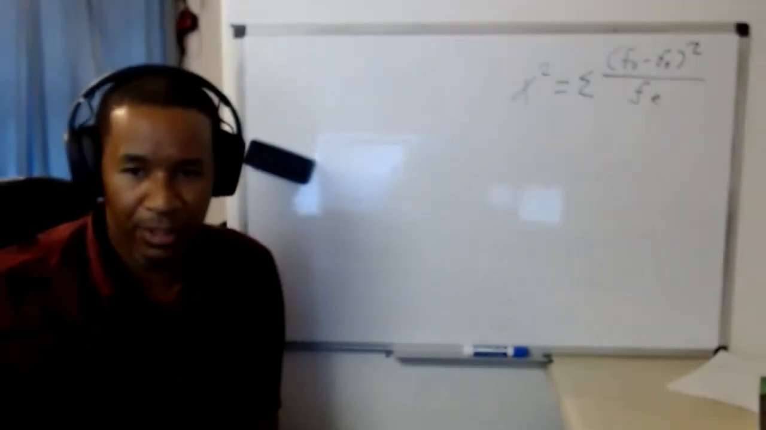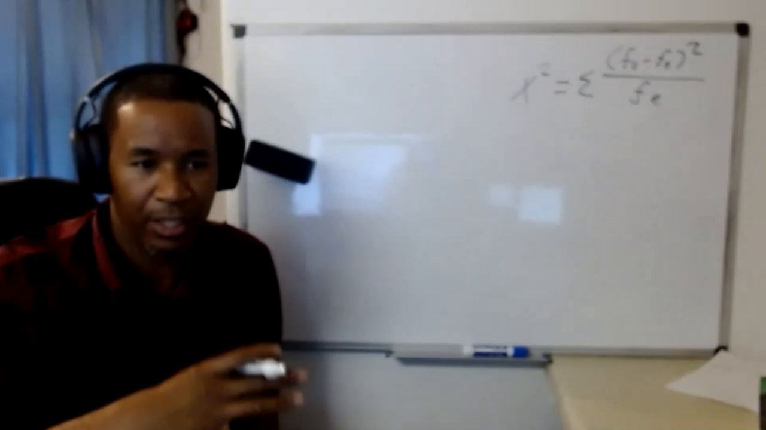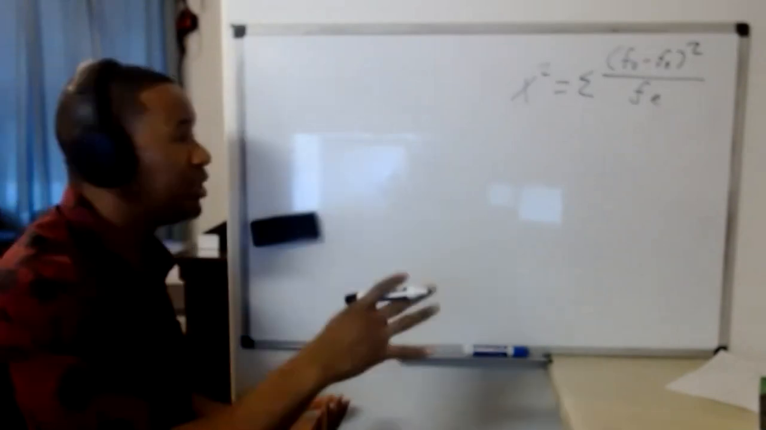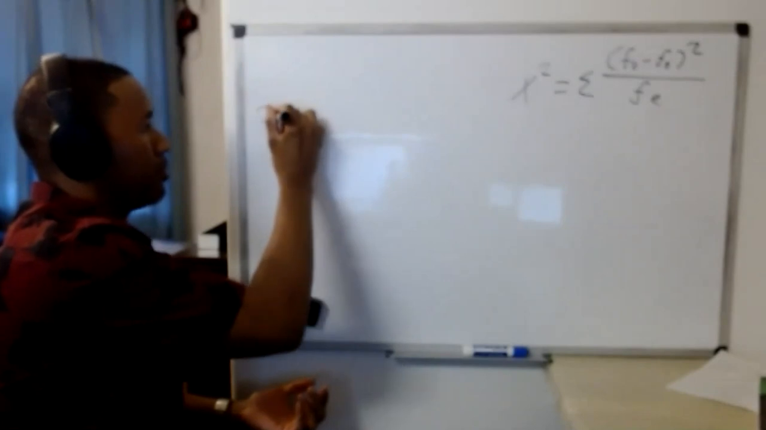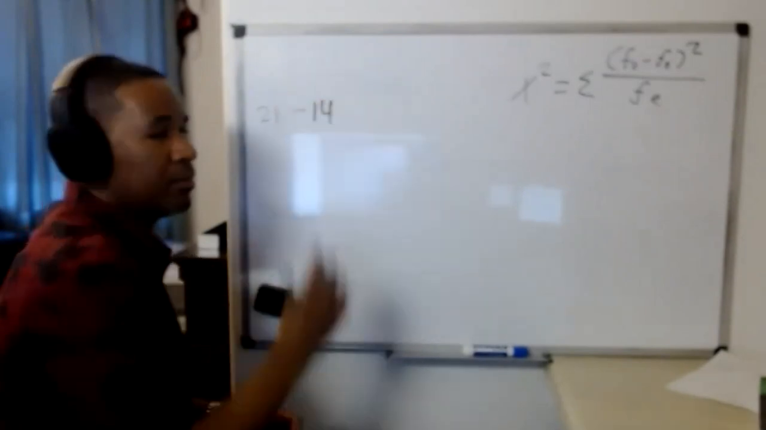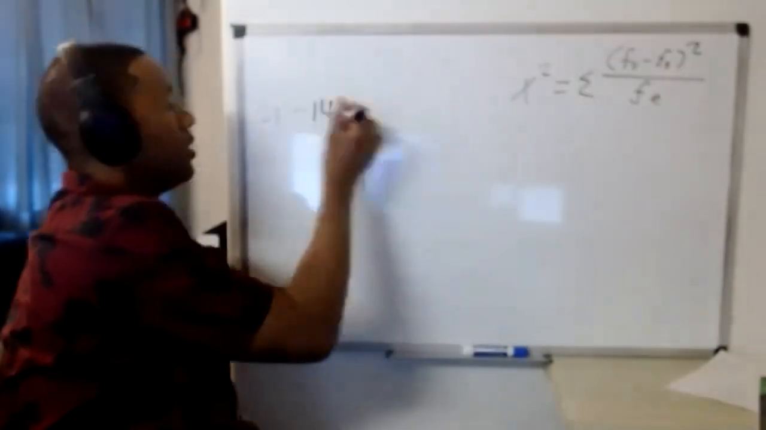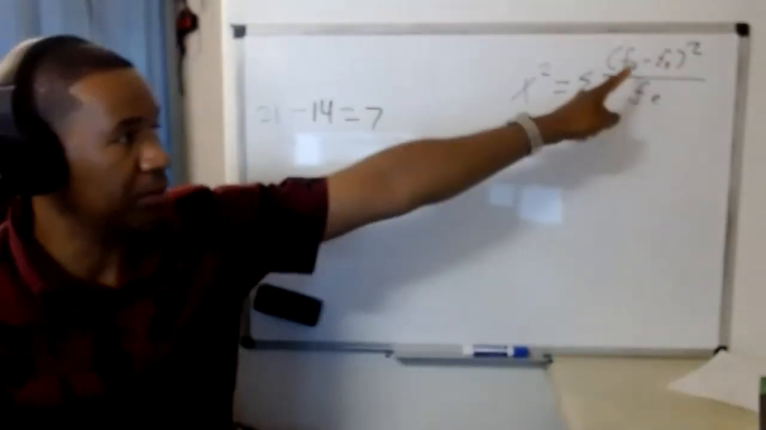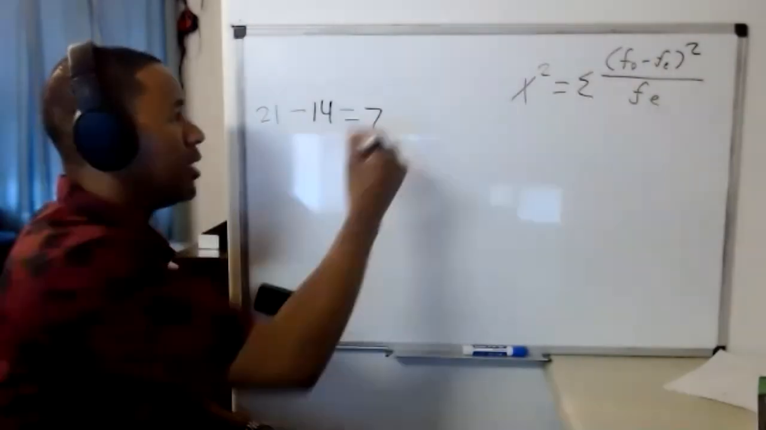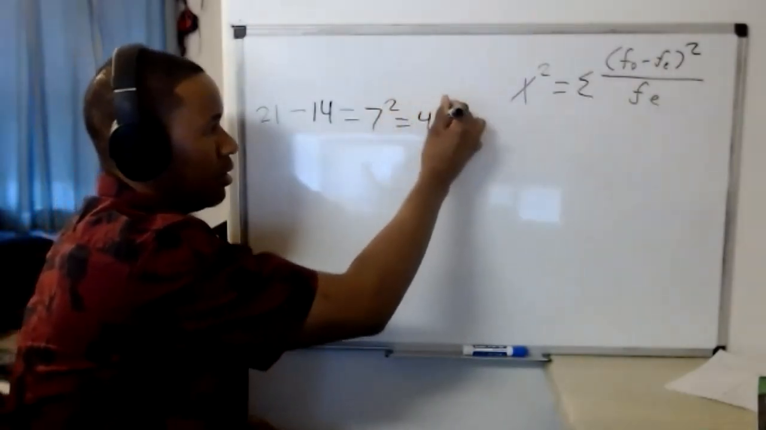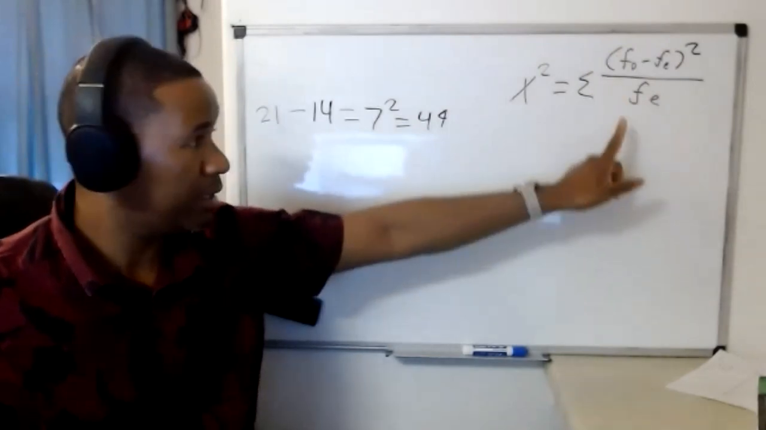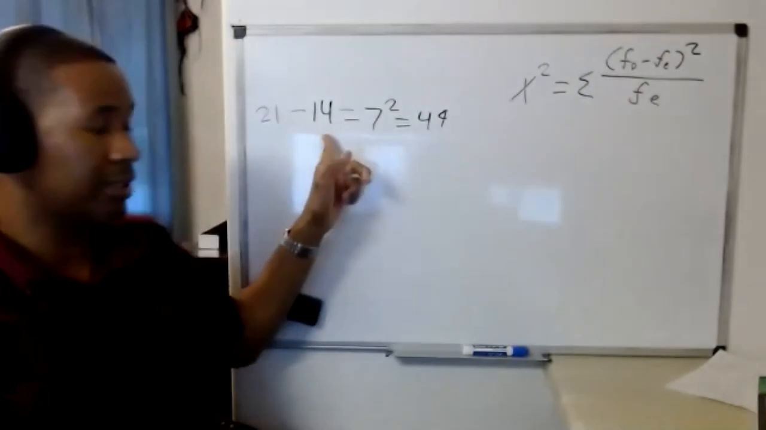Okay, so I'm going to do it for the first one, and then I want y'all to do it for the other 3, okay? Now, if you remember, the observed frequency for the first cell, males who said no, is 21. The expected is 14. If we do observed minus expected, we get 7. So 7 would be here. We take the 7 and square it, because that's what the equation is telling us to do next. 7 squared is 49. So we would have 49 here after the squaring. Then we divide by the expected frequency. The expected frequency is still 14.